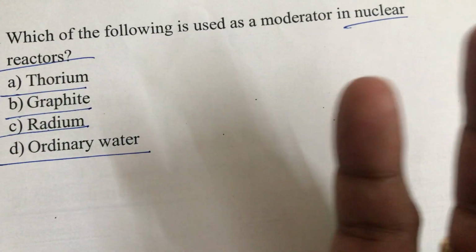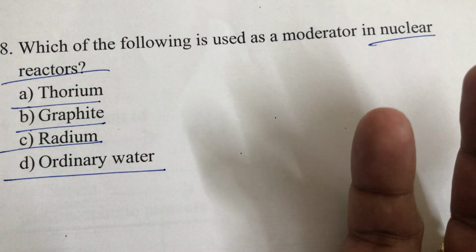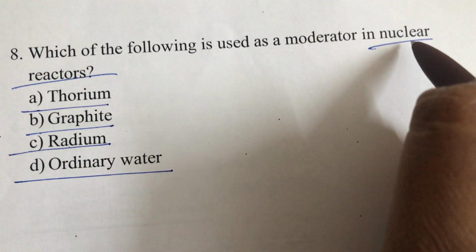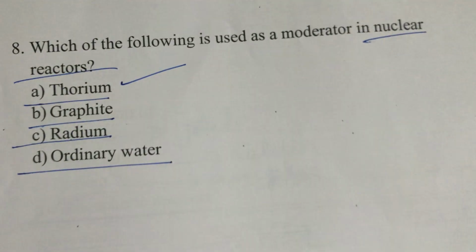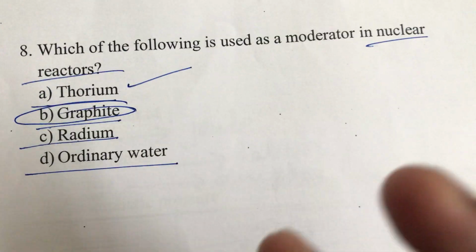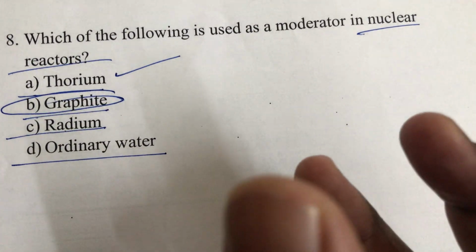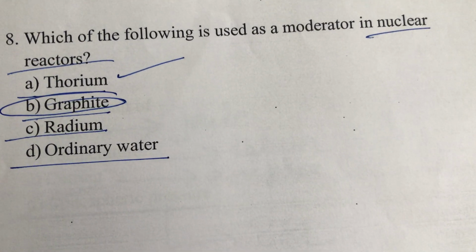See, in general, the car basically uses petrol or diesel as a fuel, right? In the same way, to run the nuclear reactor, we require some fuel. That will be in the form of thorium. Okay, and the right answer for this question is graphite. Graphite is used as a moderator to control the neutrons in the nuclear reactors.